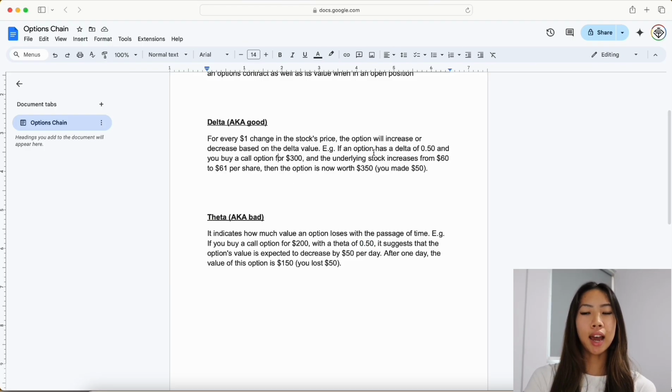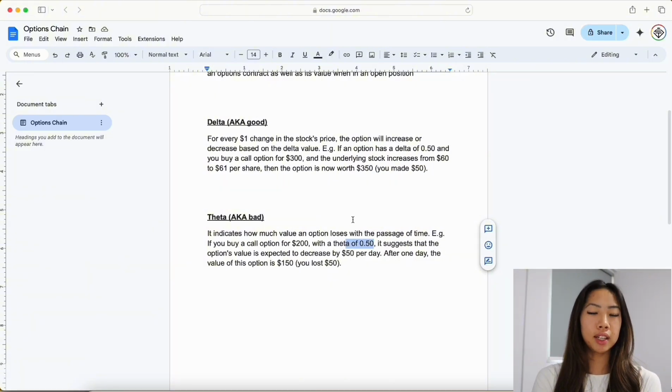So just like delta, times this delta number by 100 and that's how much you gain. Times the theta value by 100 and that's how much you lose. After one day, the value of this option is 150, you lost $50. That's basically what it means. So whatever the theta is, you lose that money however long you're in the trade. That is why when you're trading options, you want to pick the right strike price and the right expiration, because based on what you choose, you can determine how well or how strong the theta and delta move and how well you can maximize your profits.